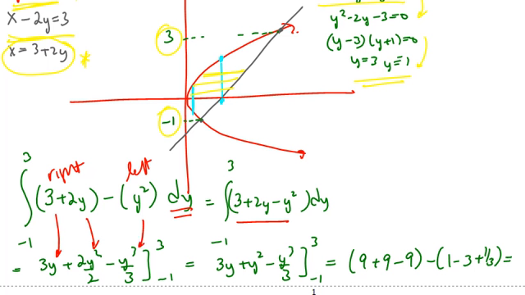And then I'm going to cancel the 2's here to simplify my expression before I plug in my 3 into all three terms, and then my negative 1 into all three terms. And my final answer, just off the page here, is 32/3.